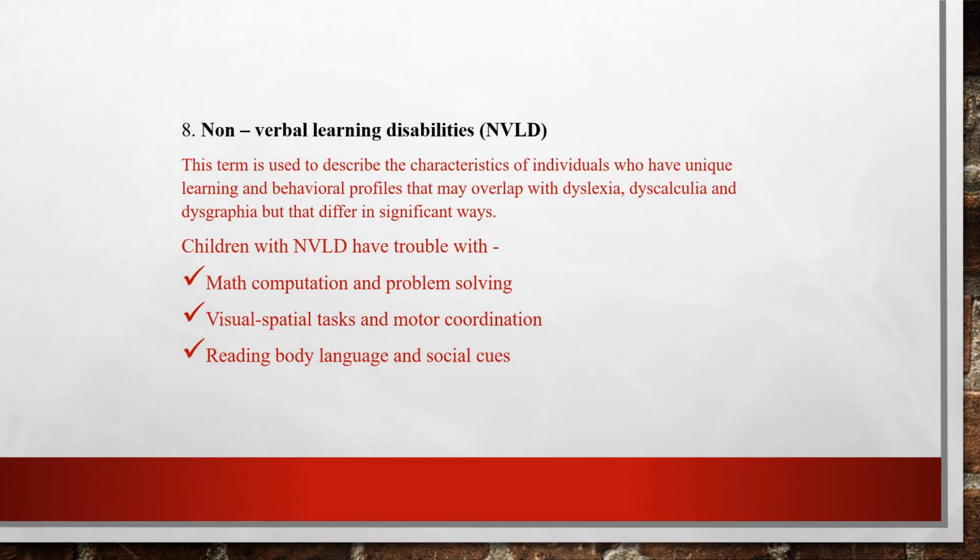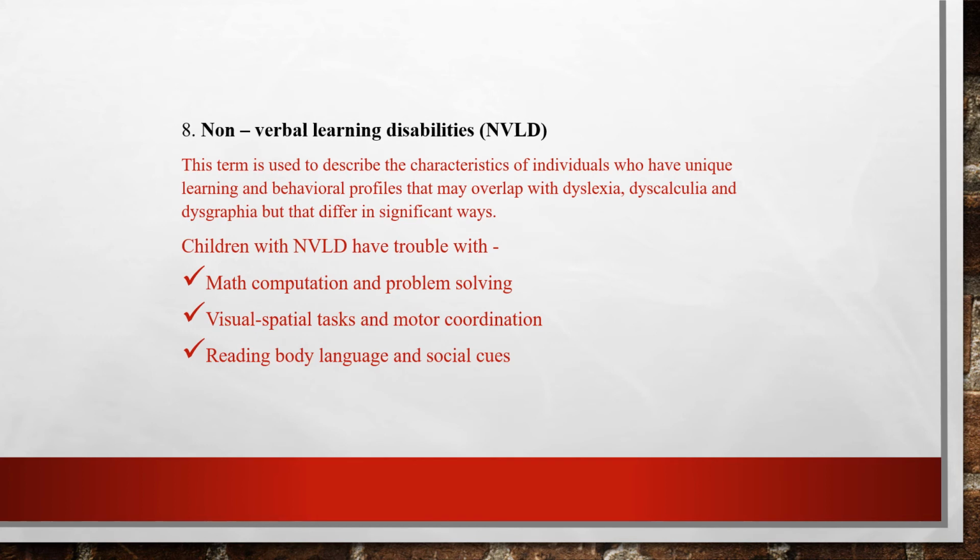Non-verbal learning disabilities, also known as NVLD. This term is used to describe the characteristics of individuals who have unique learning and behavioral profiles that may overlap with dyslexia, dyscalculia, and dysgraphia, but that differ in significant ways. Children with NVLD have trouble with math, computation and problem solving, visual spatial tasks and motor coordination, reading body language and social cues.